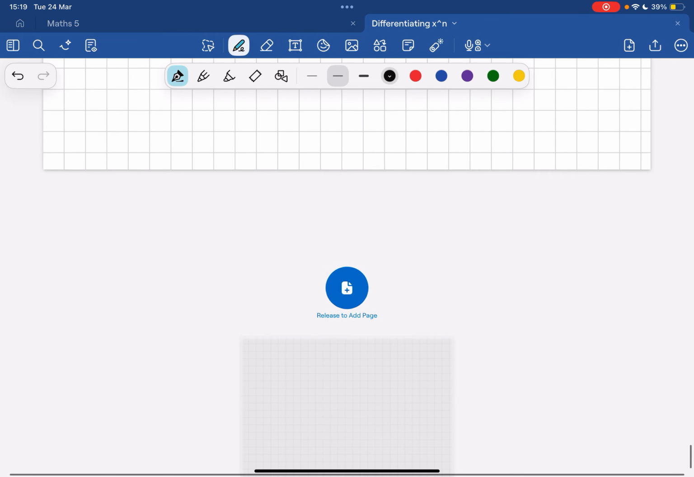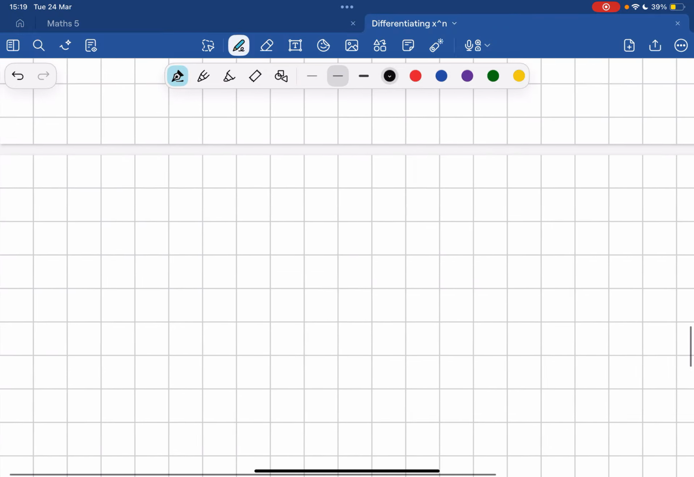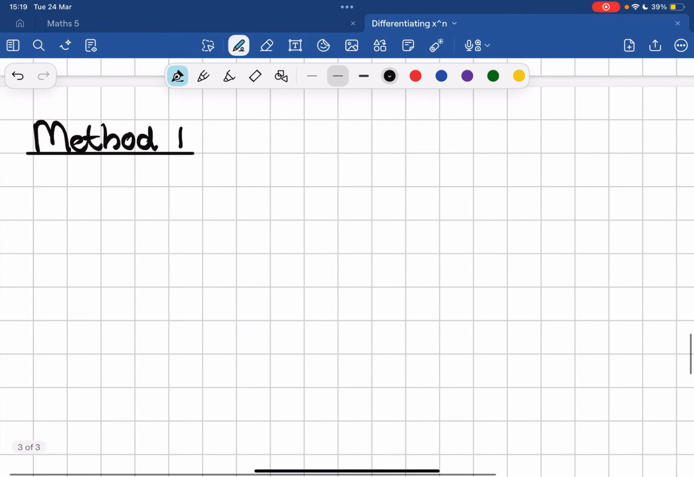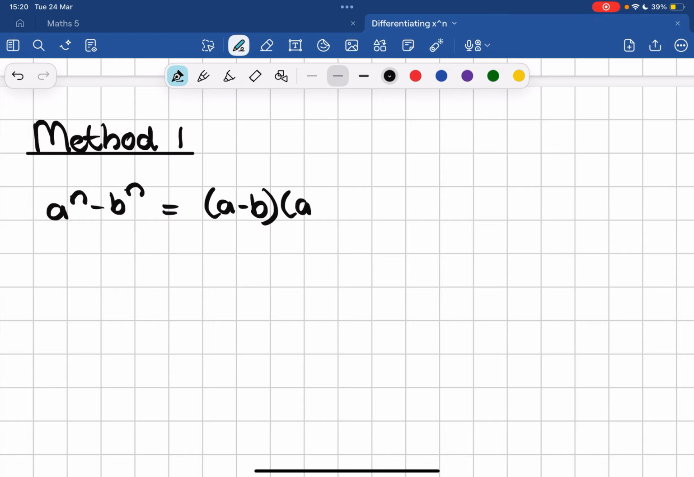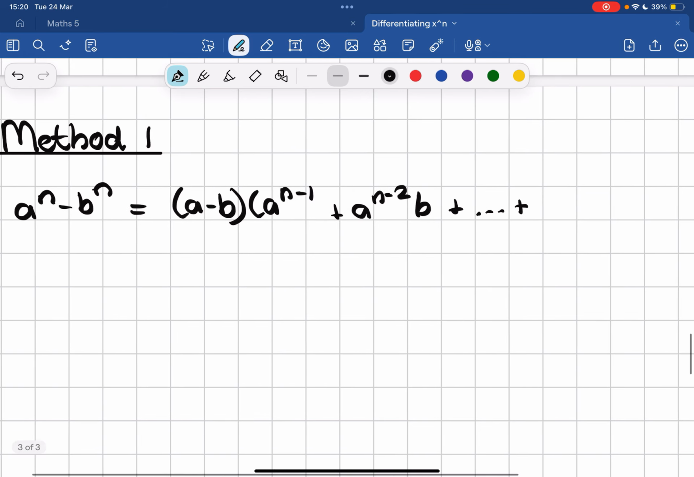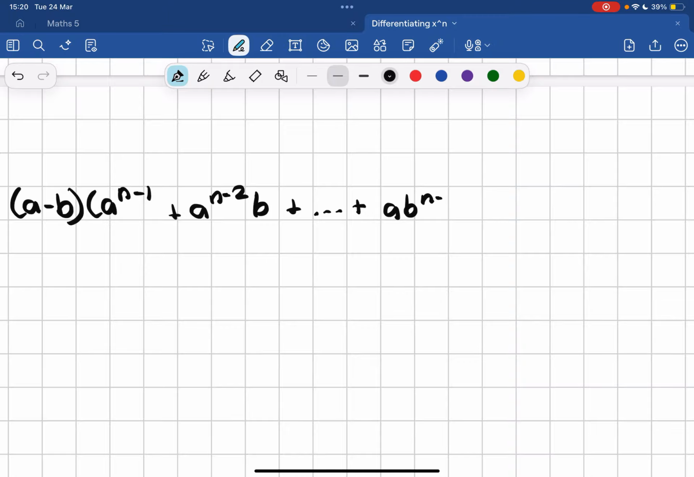So let's go through it. Method 1 uses some factorization. Let's recall this identity, which is a to the n minus b to the n equals a minus b, times a to the n minus 1, plus a to the n minus 2, drop the power and pass it over to b, plus up until a b to the n minus 2, plus b to the n minus 1.